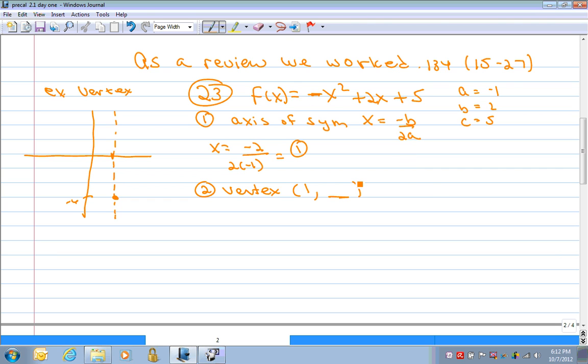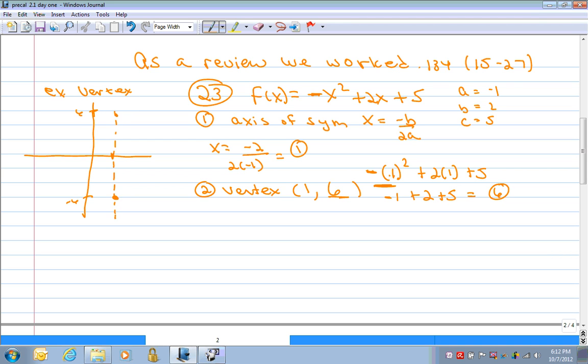So you would plug this in, and you would say negative and then parentheses, the x has a parentheses, 1 squared plus 2 times 1 plus 5. If you don't do this, you're going to miss it right here at the beginning. So 1 squared is 1, but that negative is on the outside, so that's a negative 1 plus 2 times 1 is 2 plus 5 is 5. So 2 and 5 is 7, and a negative 1, you have a positive 6, so your vertex is at 1, 6.